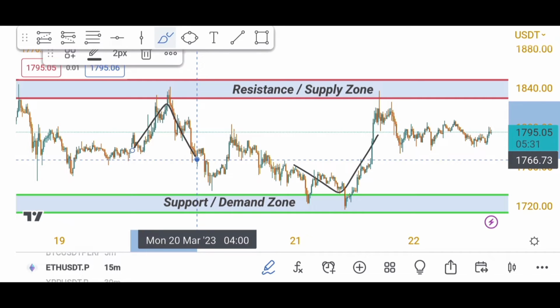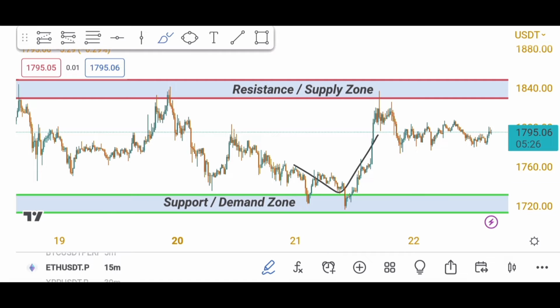Supply and demand zones are areas on a price chart where the price tends to stall or reverse. These zones are created when there is a significant amount of buying or selling activity at a particular price level. To identify supply and demand zones, you can look for areas on the chart where the price has stalled or reversed multiple times.